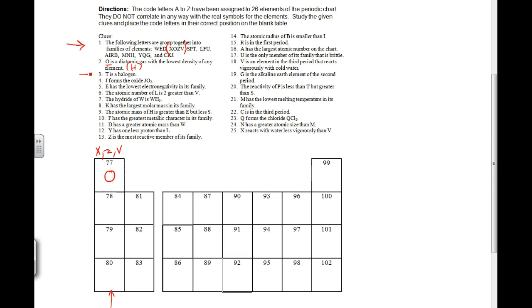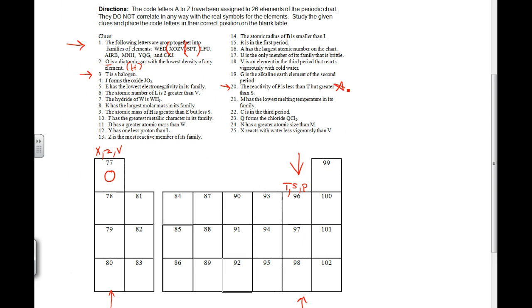Number 3 says that T is a halogen. A halogen, you look on your periodic table, means family 7. So now you know that T is in family 7, which means S and P are also. Now we don't know where yet, but we'll figure it out. Let's figure this column out just for fun. So we know T is in here. Let's find another clue about S or P. Here's one. Number 20 says the reactivity of P is less than T but greater than S.